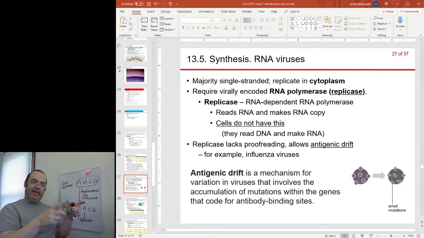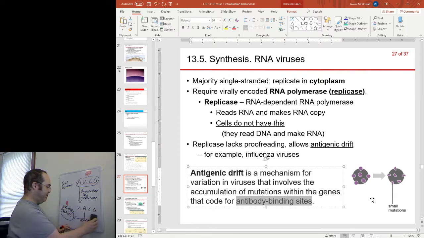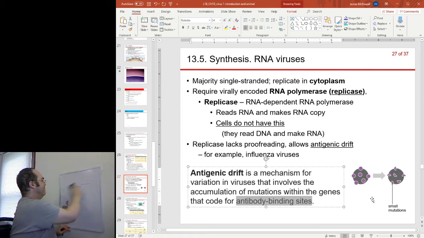Mistakes made in genome copying are known as mutations. Those mistakes happen in genes that code for surface proteins, in particular things like spike proteins. It's called antigenic drift because it also affects the ability of our immune system to attack the virus.